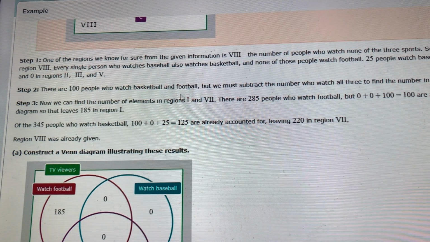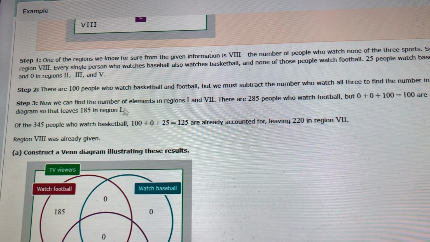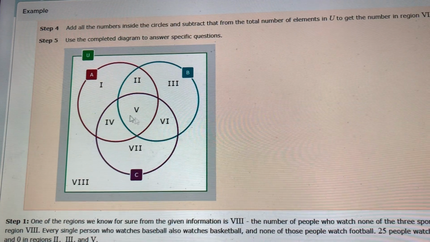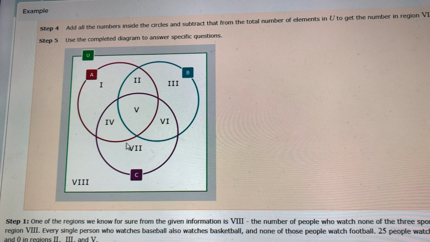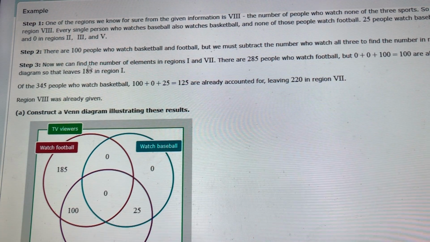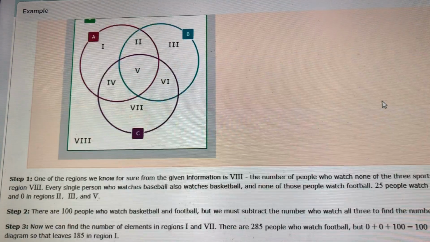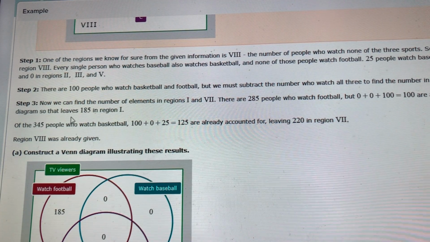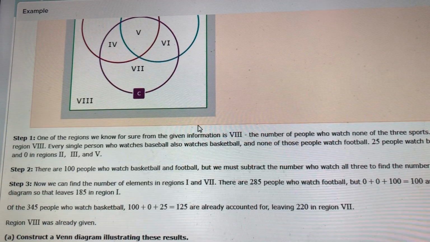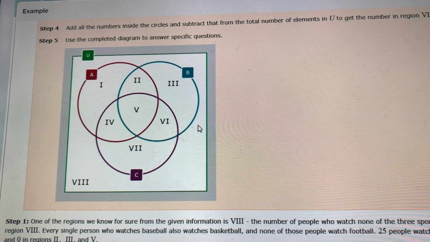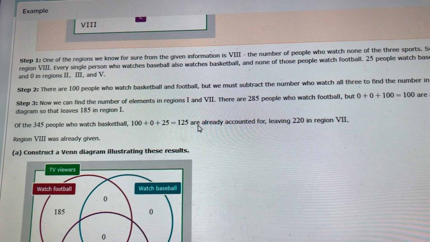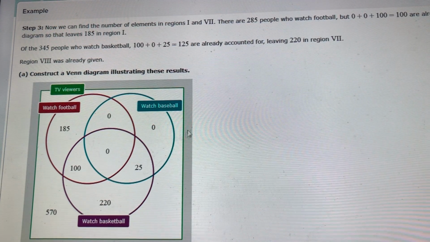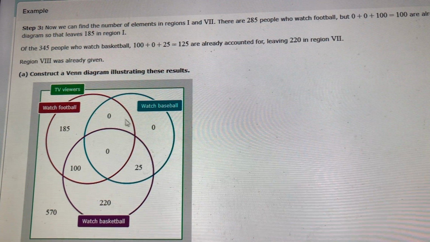There are 100 people watch basketball, football. Okay, subtract, we got that. In 1 and 7. So you need to know 1 and 7. You need to know those 2 numbers. 285 people watch football. Okay, 0 plus 0 plus 0, 100. $185. See how many zeros there are here?